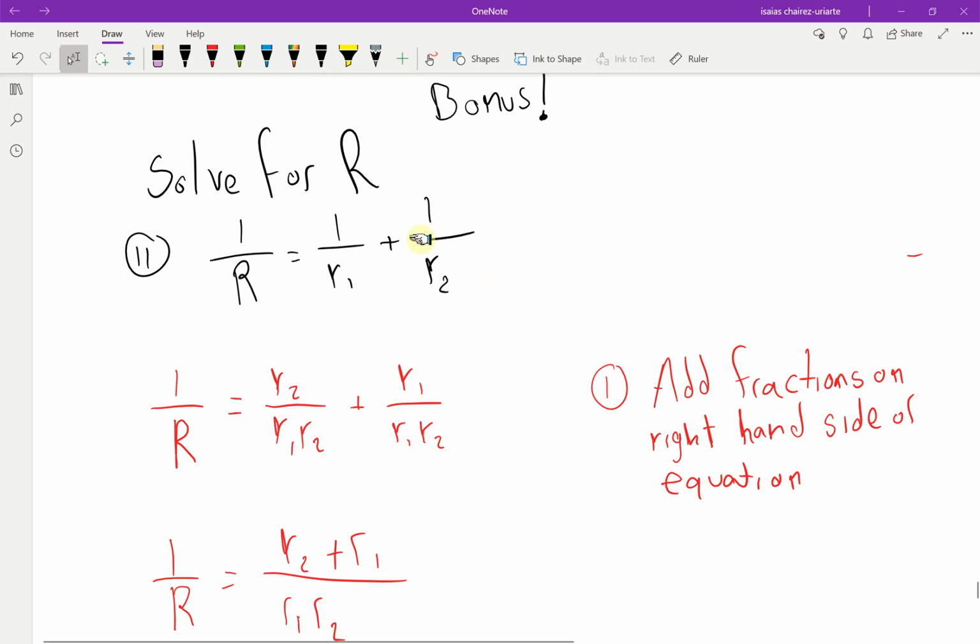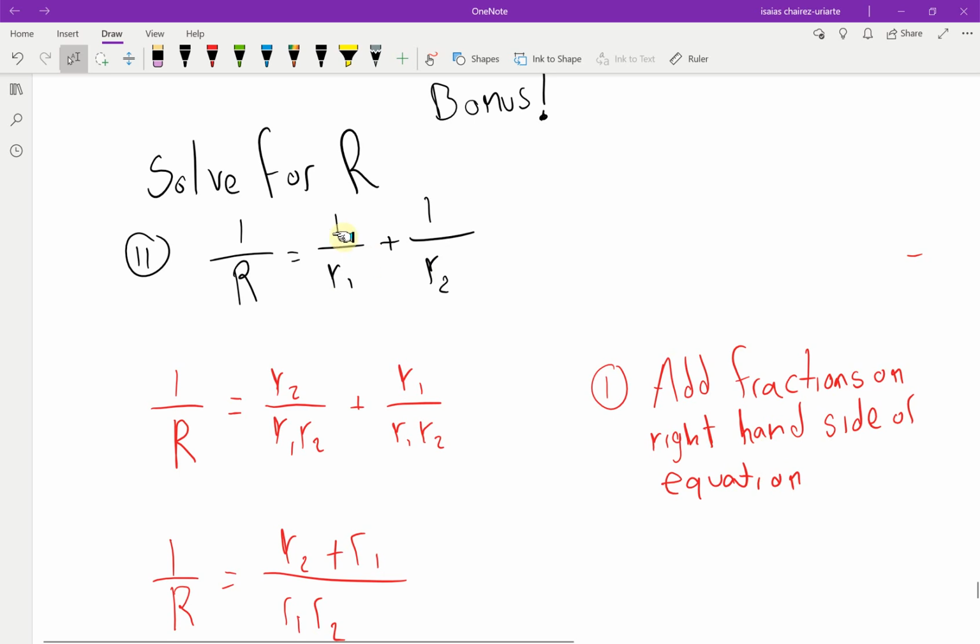Well, to make it into a single fraction, I should just do the addition. I should just add these 2 fractions. So I need to find a common denominator for them and then add them. So that's what I'm going to do. I'm going to add the fractions on the right hand side of the equation. So I think a good common denominator for these 2 fractions is r1 times r2.